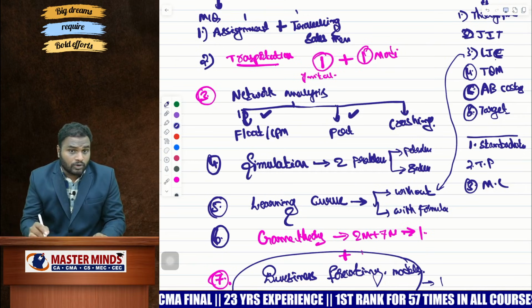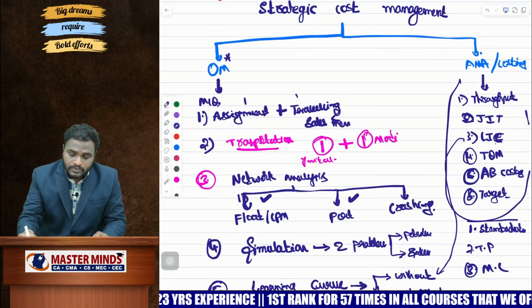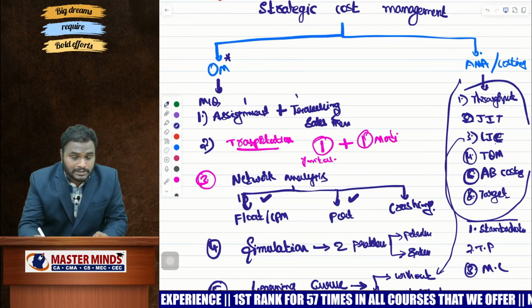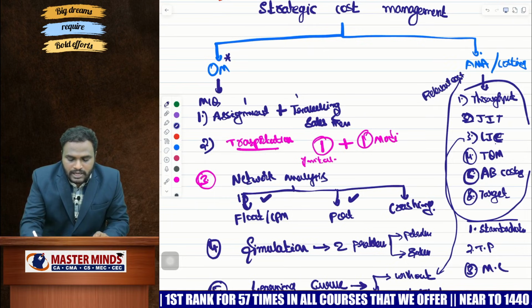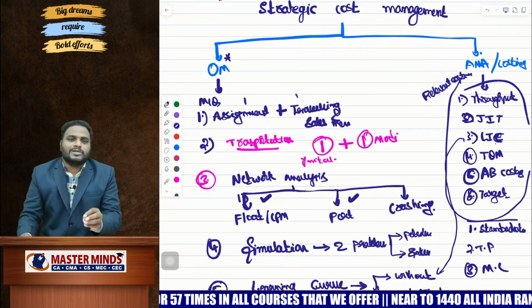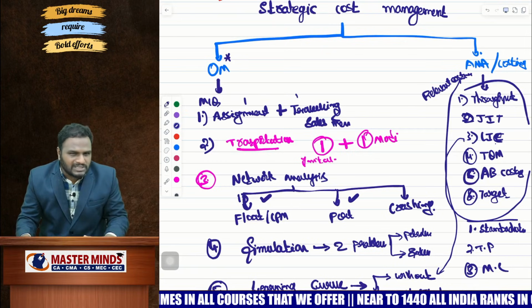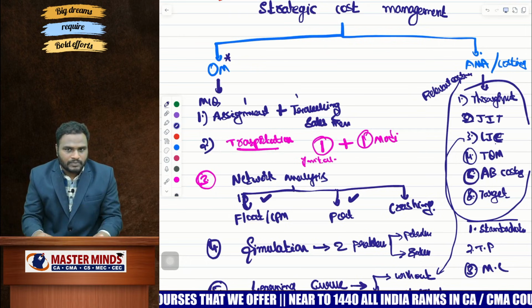And I forgot one very important chapter. Among all these small chapters, there is a very important chapter, relevant costing. This time there may be a chance for a problem from relevant costing. My dear students, please give importance to relevant costing. It is just my expectation, but I don't say that it is exact. Okay.